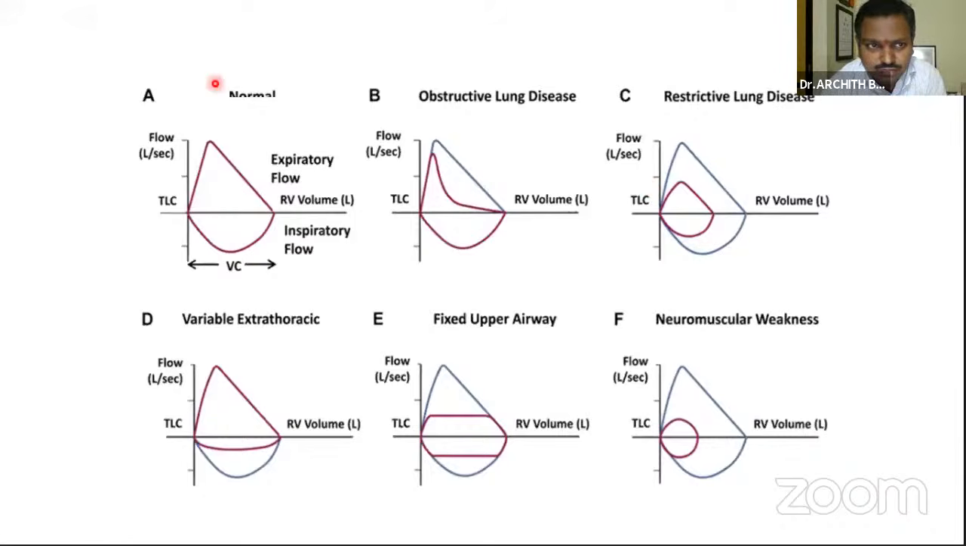So the most common question they ask you is the pattern you get in obstructive disease, where you have the scooping. Then they'll ask you about the various other values and ratios you can get, and how you differentiate an obstructive pattern, bronchial asthma versus COPD. How do you differentiate bronchial asthma versus COPD?